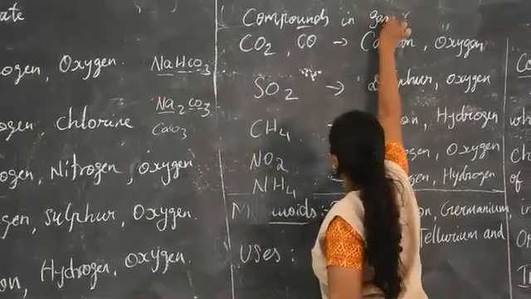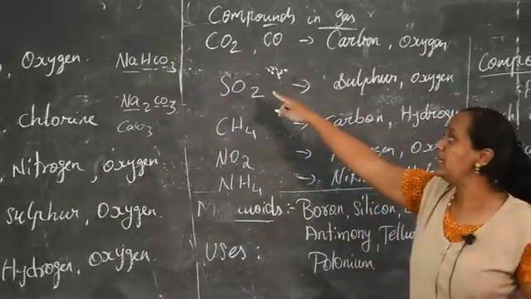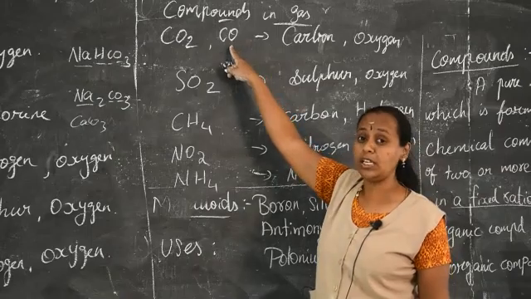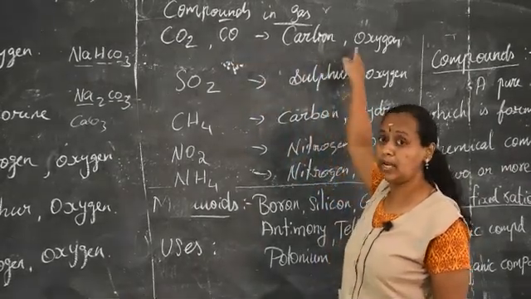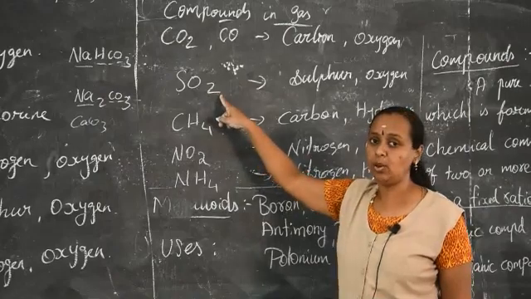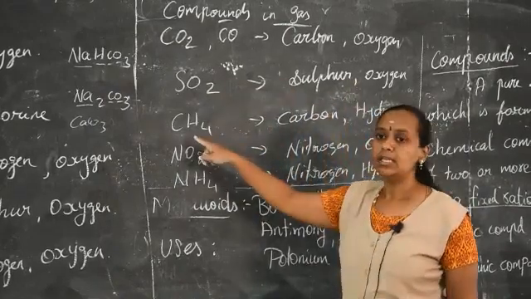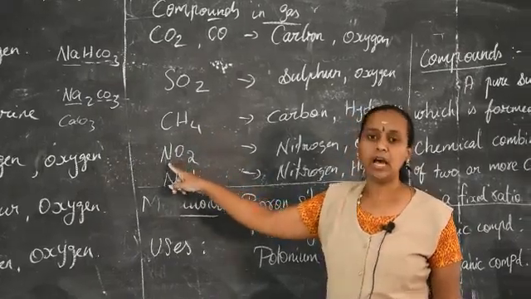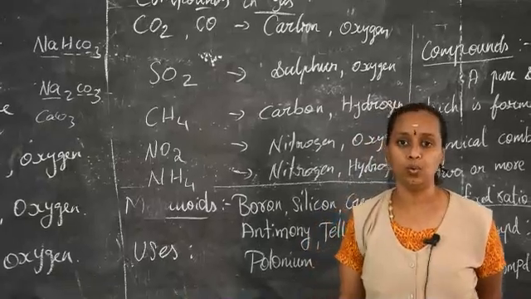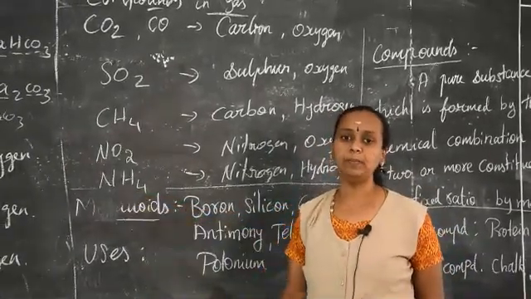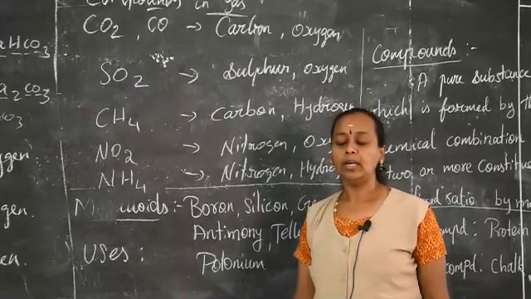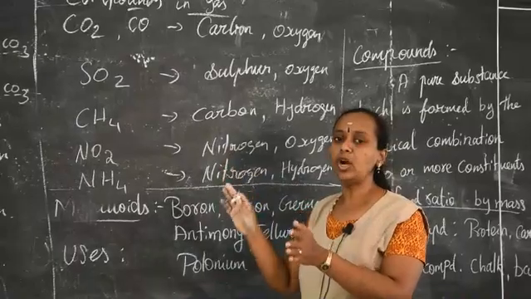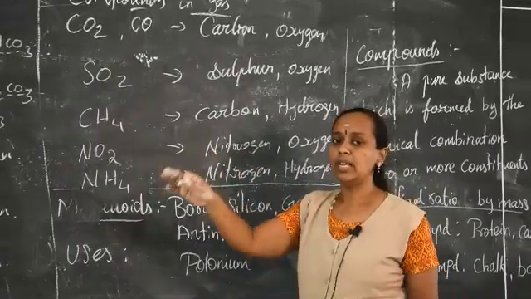In the gas state, we have carbon dioxide, CO2, and carbon monoxide, CO. It contains carbon and oxygen. The next one is sulfur dioxide, sulfur and oxygen. This is CH4, which is methane; it contains carbon and hydrogen. Next we have nitrogen dioxide, that is NO2. Then NH3 is ammonia, so the constituents are nitrogen and hydrogen. So these are the compounds present in all three states. That is, we have seen the examples.